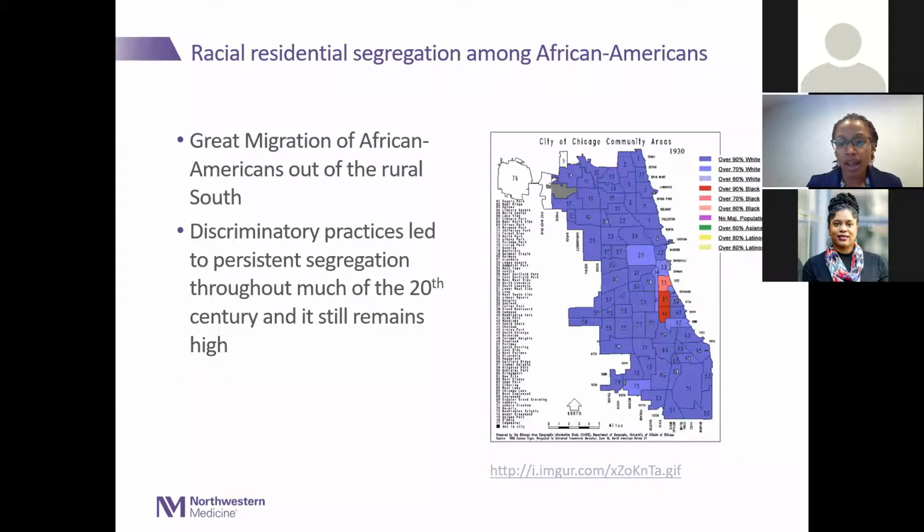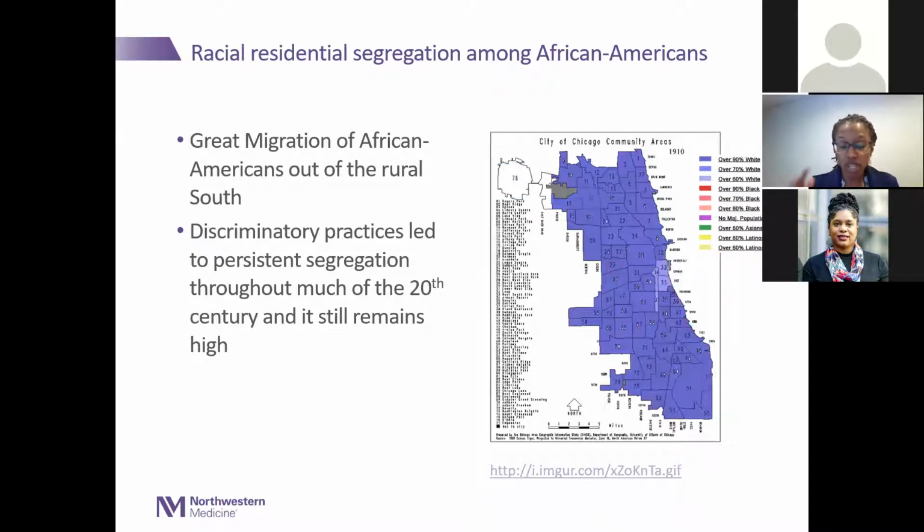However, unlike most other ethnic groups in the US, discriminatory practices at the government and in the private sector, particularly around housing and lending practices, coupled with intentional underinvestment in predominantly Black neighborhoods, led to persistent segregation throughout much of the 20th century, and it still remains high.